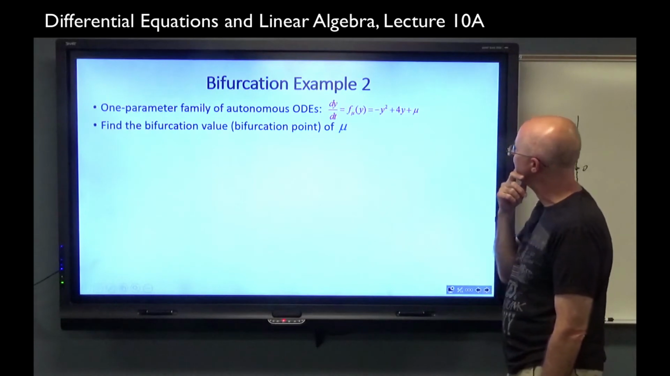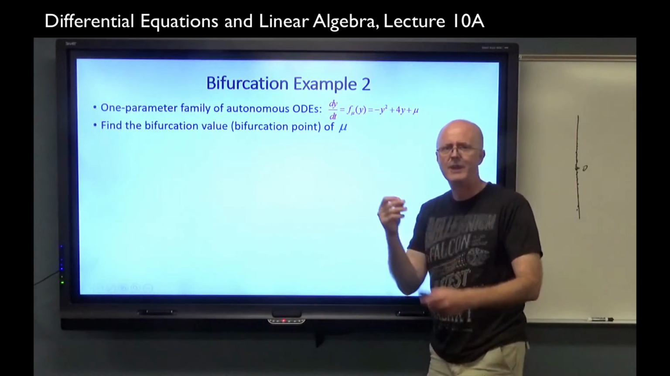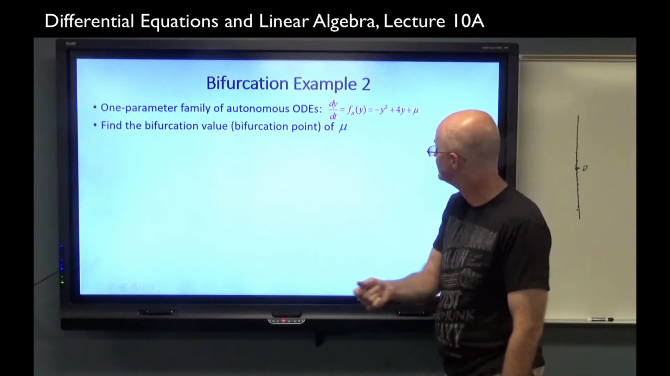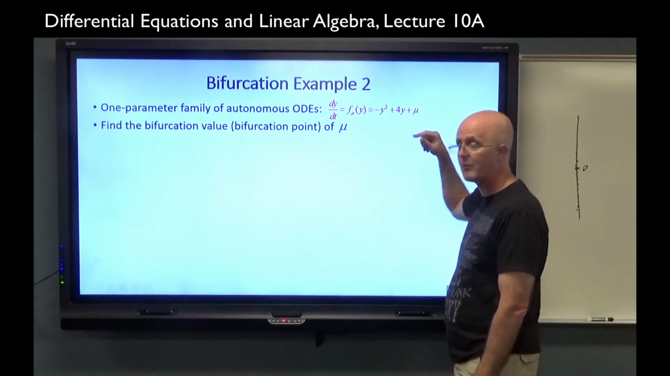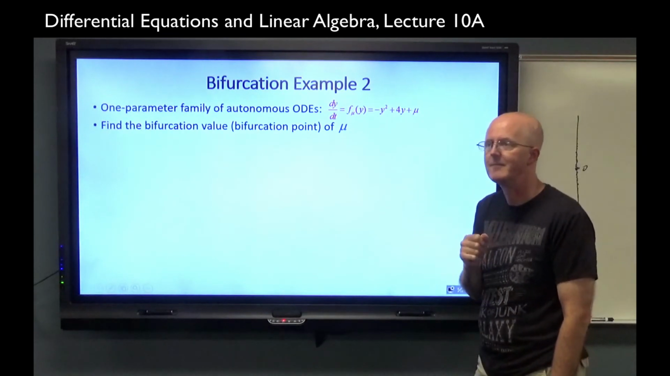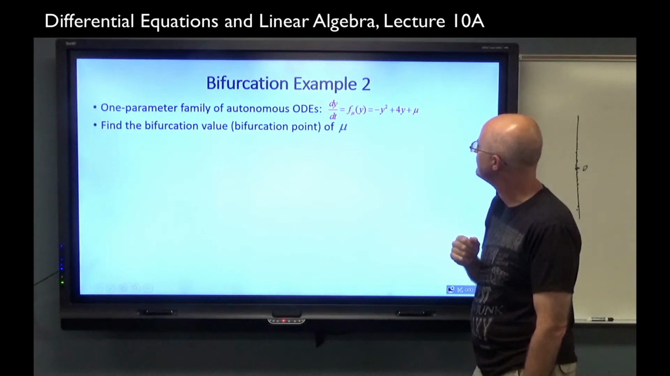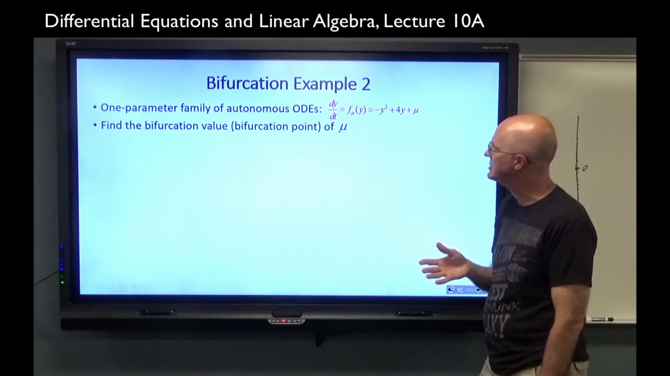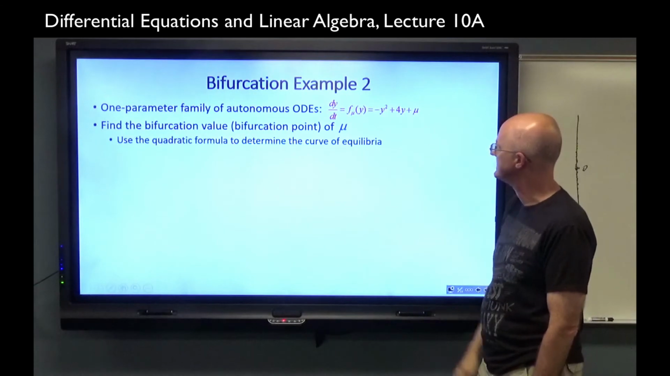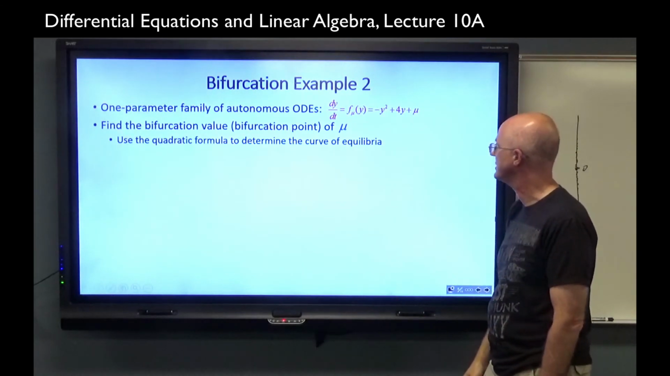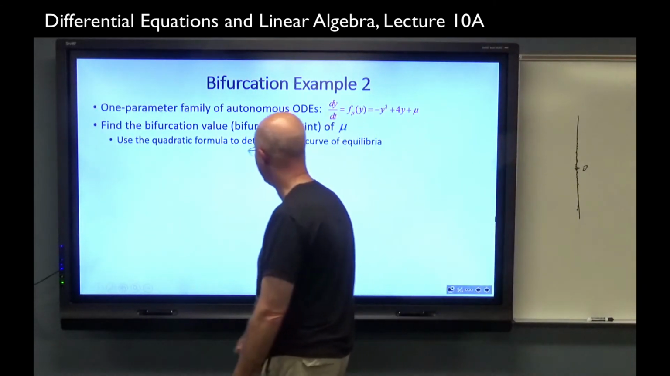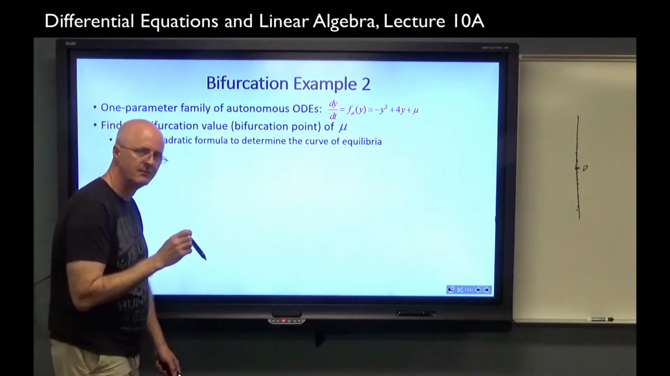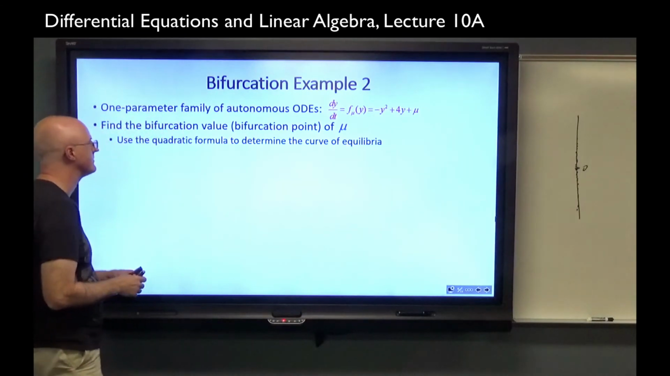How do you do that? Well, you could try to draw the bifurcation diagram straight away by drawing the curve of equilibrium points. Set this equal to 0 and solve for y as a function of mu. And I will do that. But we don't actually have to make the graph to figure out the bifurcation value. We can just do the algebra. Set this equal to 0. Use the quadratic formula to determine the curve of equilibria, and based on what that curve looks like, maybe we can tell just from the formulas, we might be able to figure out the bifurcation value.